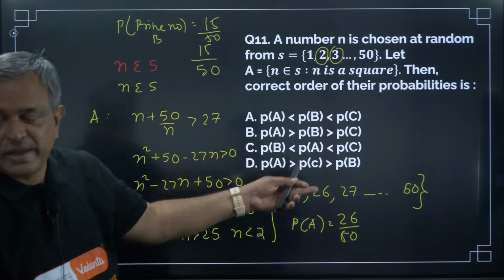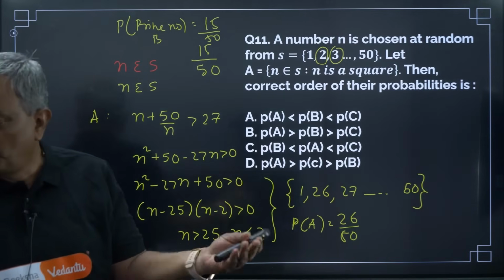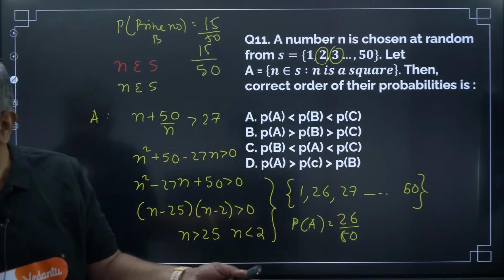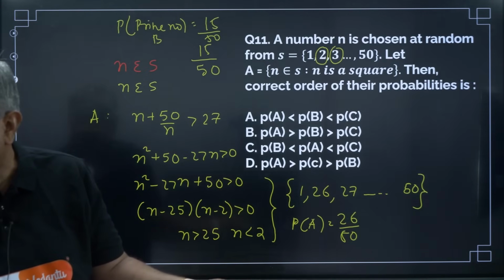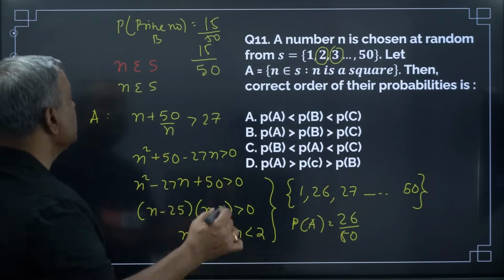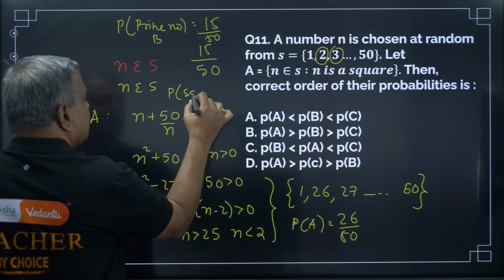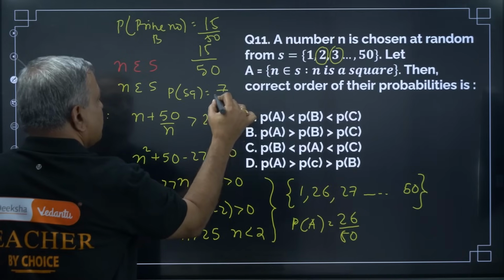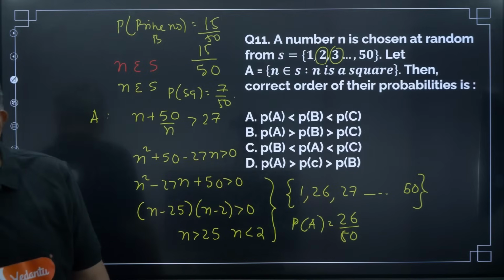Square terms are given to you. 1 square is 1, then 4 square, and so on. How many squares will be there? 1, 4, 9, 16, 25, 36, up to 49. There are 7. So what is the P? P square, I am writing, is equal to 7 by 50. Now you all can easily check which option is correct.